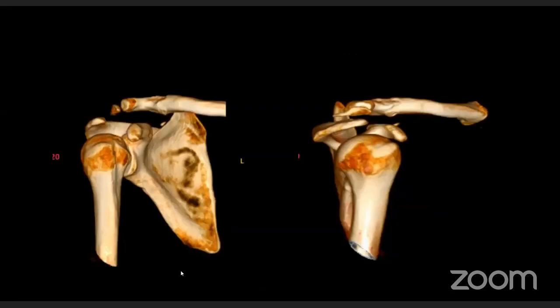This is the same CT scan. Now, what is the function of the conoid and trapezoid ligament? You must understand: they prevent the vertical translation of the clavicle. What is the function of the coracoacromial ligament? It prevents the horizontal translation of the acromion.